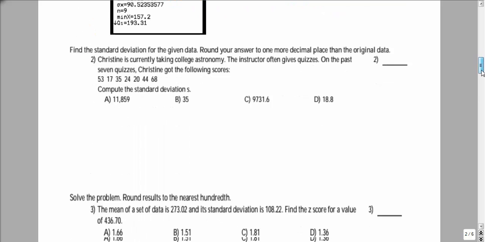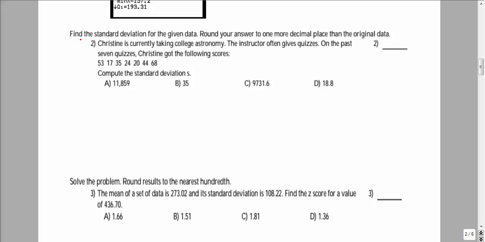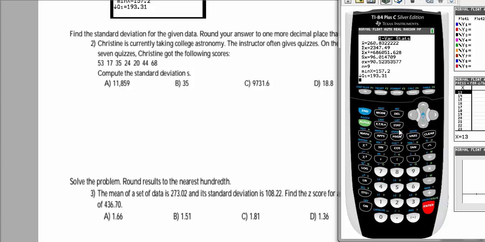Okay, let's look at number 2. Number 2 says to find the standard deviation for the given data. Round your answer to one or more decimals. We're going to do the same thing here. We're going to go to Stat. Here I want to make sure I clear my list. I'm going to clear my list differently this time, just so you can see the different ways to do this. I need to input L1 here because that's the list I want to clear, and then hit enter. When we go back into Stat and Edit, that should be blank, and you can see it is now. So we need to enter these values over here.